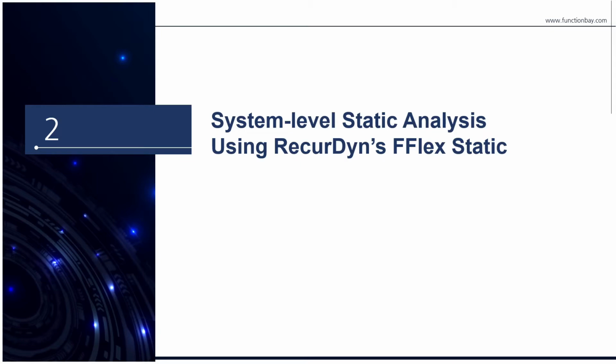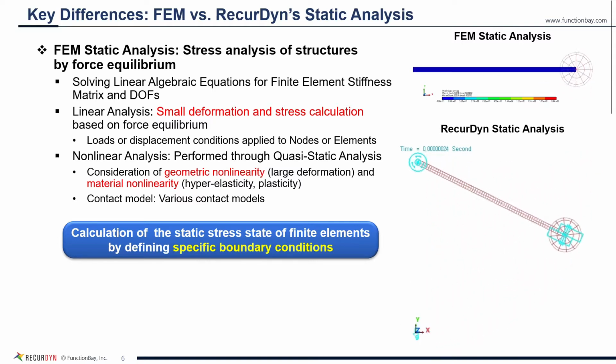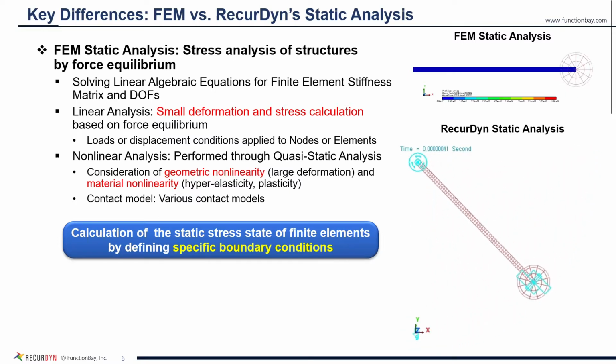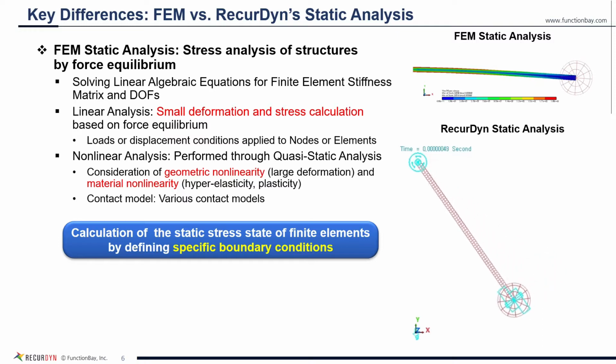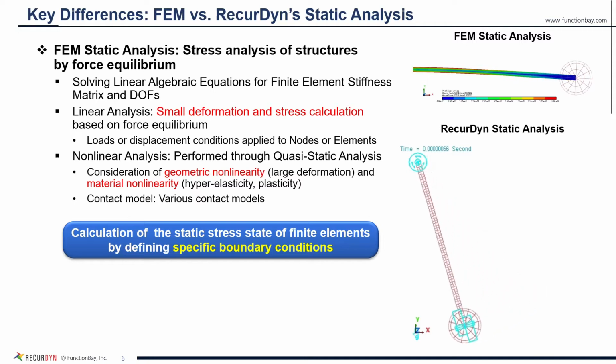Then, how RecurDyn's system-level static analysis differs from conventional static analysis. To understand the system-level static analysis, it is essential to know the difference between FEM static analysis and static analysis with RecurDyn multi-body dynamic software. FEM was developed to observe the stress in a structure under load conditions. On the other hand, static analysis in multi-body dynamics primarily aims to find the static equilibrium state before performing dynamic analysis. Both methods deal with the same equations of motion, but their objectives differ, leading to variations in the approach.